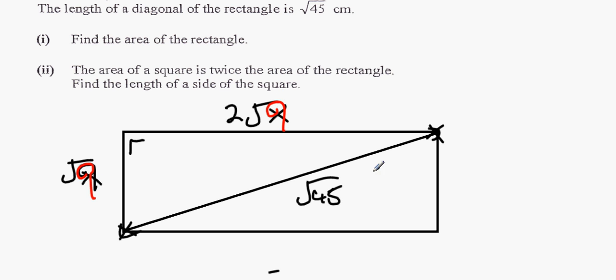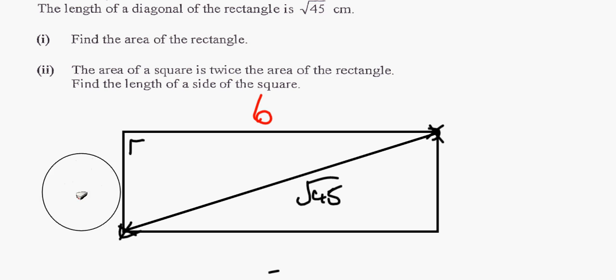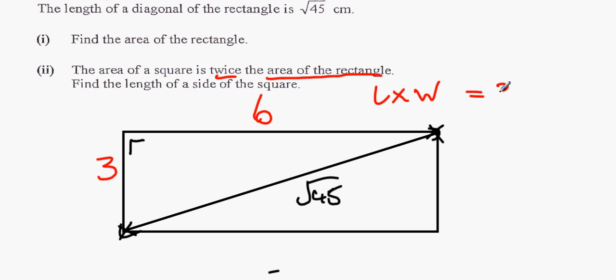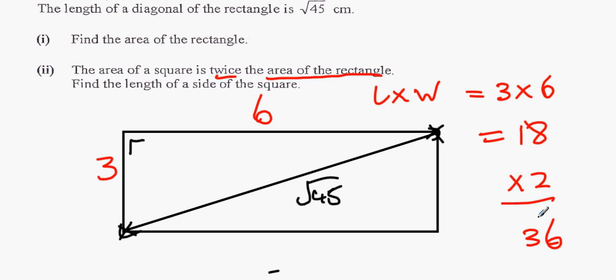Put that into your calculator. You find out that that's 6 then, and you find that this one here is 3. Look at the keywords: twice the area of the rectangle. Let's find out what the area of the rectangle is. Area of rectangle is length by width. That's 3 by 6, and 3 by 6 is 18. The area of the square is twice the area of the rectangle, so multiply that by 2, and what we get is 36.